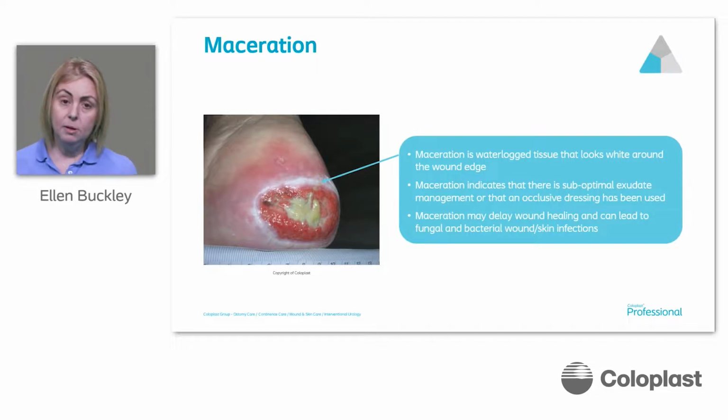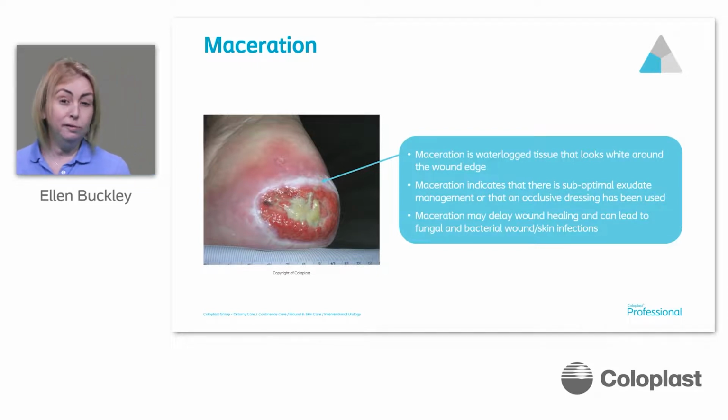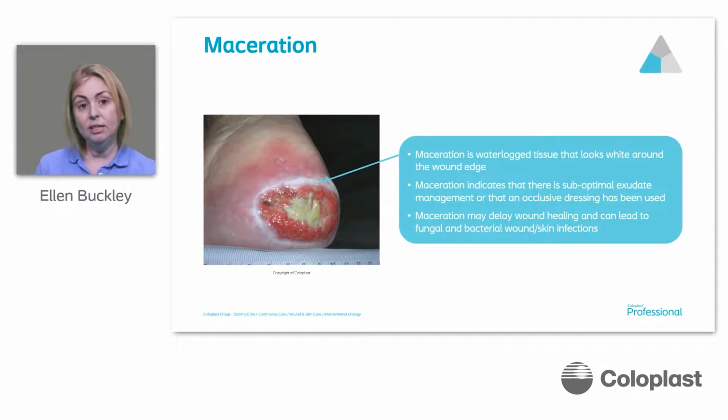Maceration is a really common issue or barrier to healing that you might see at the wound edge. Essentially, macerated tissue, and there's a really good clinical image here on the slide, is waterlogged tissue, and it very often looks white around the edge of the wound. It's an indication that there's either been suboptimal exudate management, so the dressing being used hasn't been absorbent enough to manage that wound fluid, or there's been an occlusive dressing which has trapped that exudate under the dressing and not absorbed it effectively enough, and that can lead to this happening.